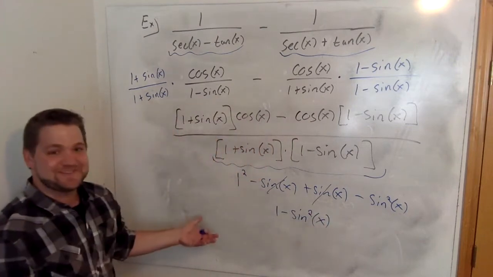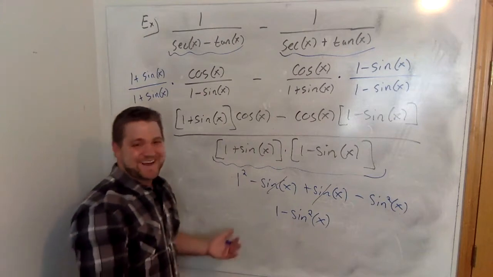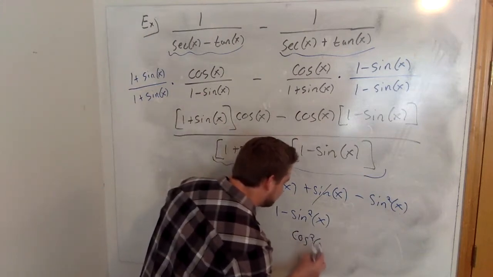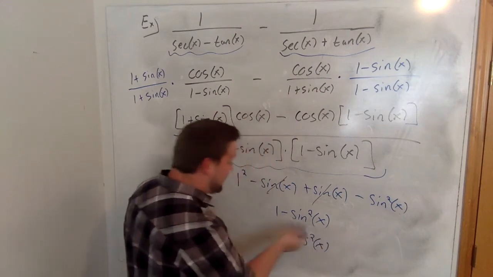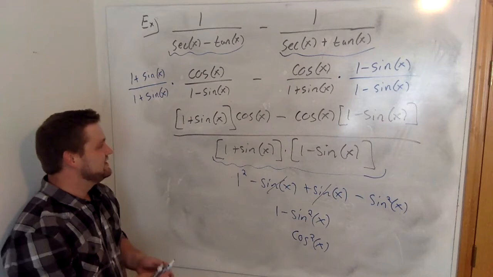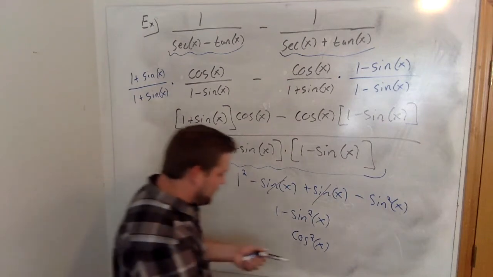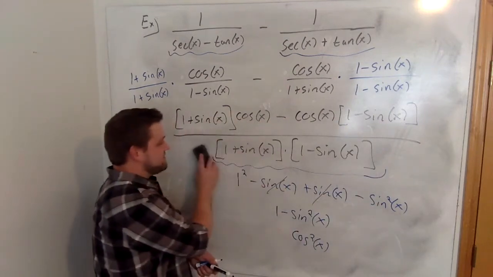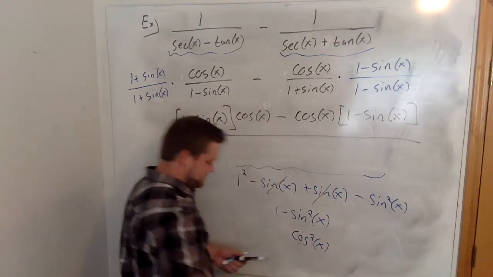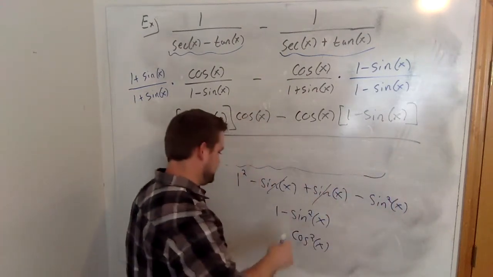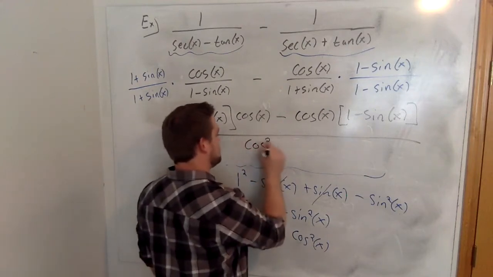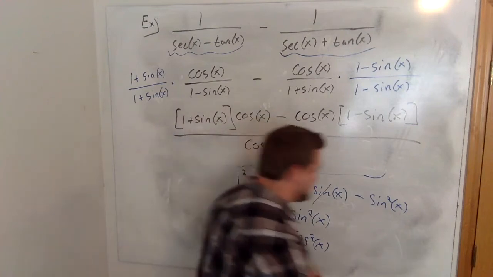Hopefully we've seen this a few times now. 1 minus sine squared is the same thing as just cosine squared. Now I'm thinking about Pythagorean identities because I'm seeing a sine being squared. Beautiful. So that's what I'm going to rewrite this denominator as. We just cleaned up this denominator piece. That's all the same thing as a cosine squared. That was fun.